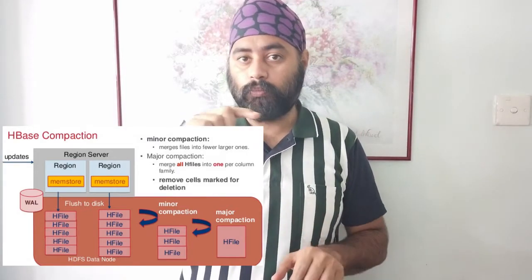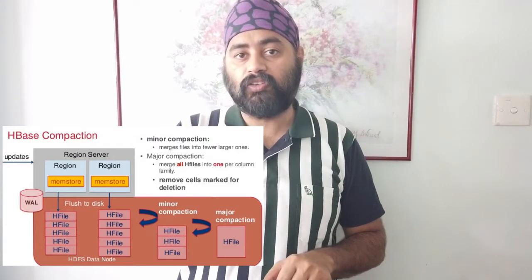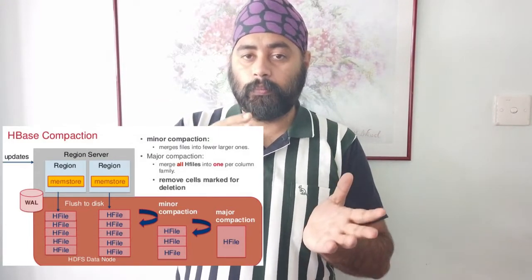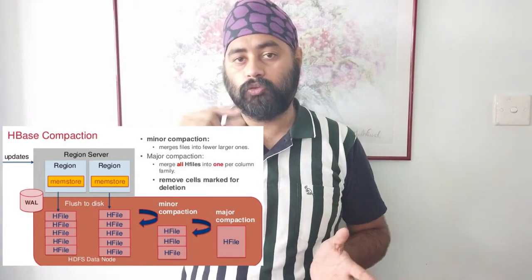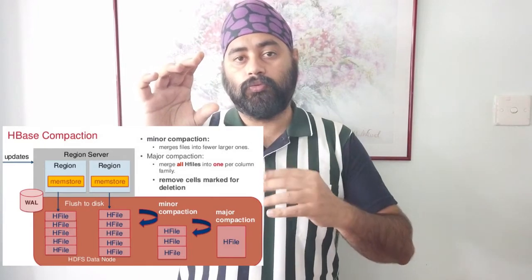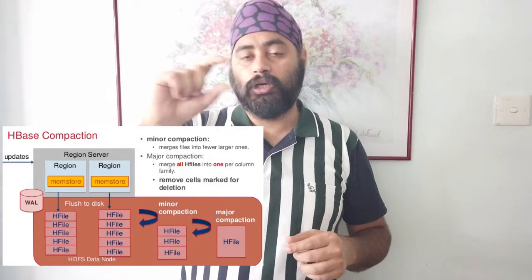If you mention a time to live of 6 months for a particular column family, then until 6 months nothing will be deleted, but after that, whatever is older than 6 months will be deleted. For example, data that is 6 months and 1 day old, that 1 day of data, will be deleted.